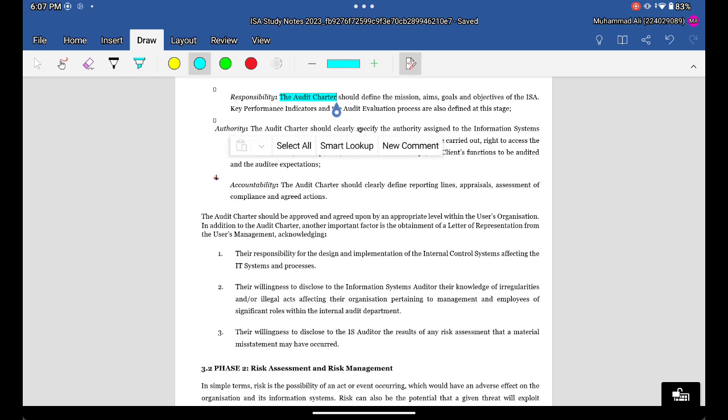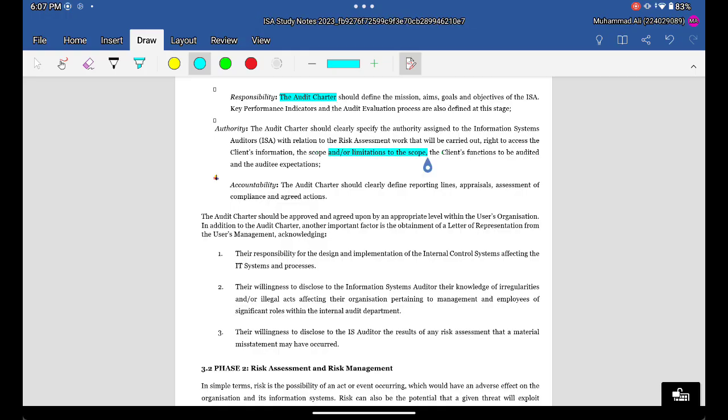Now the audit charter should clearly specify the authority assigned to information system auditors in relation to risk assessment. Okay, so the audit charter needs to clearly assign the auditor what to do, right? That's basically what you're trying to say. There are going to be limitations. For example, the client's functions need to be audited according to the audit expectations. So basically, very sensitive data in the business needs to be limited. The auditor can't look at that data. So yeah.